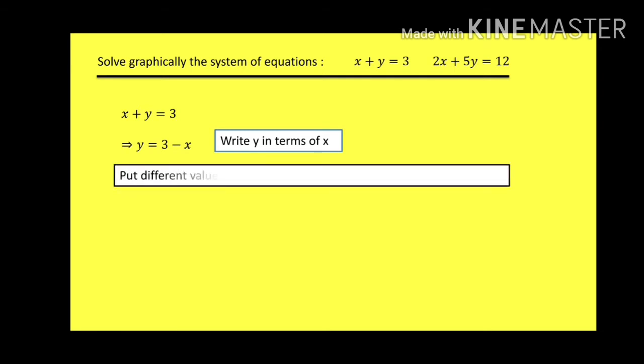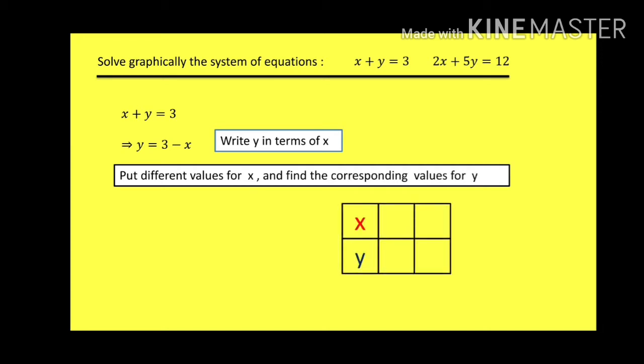Now we will put some random values for x, and we will get the corresponding values for y, and we will put them in the table. Suppose we put x equals 0, then y will be 3 minus 0, that is 3. And when x equals 2, y will be 3 minus 2, because y is 3 minus x. So in place of x, we are putting 2. So 3 minus 2 equals 1. So the coordinates are (0, 3) and (2, 1). If you want, we can take more and more values and complete the table.